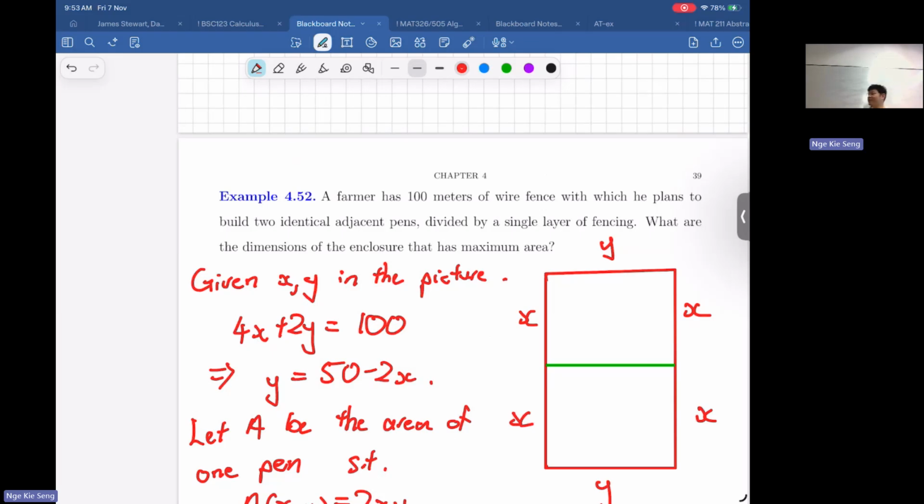Let me argue, see whether it makes sense. If you look at this question, it just says that this 100 meters is used to build two identical adjacent fences, and then divided by a single layer of fencing. I feel like this single layer is an extra fencing that you put. No, you don't think so? You want to include it in? Why? Yeah, sure. So let's decide whether we should add this extra fencing to our 100 meters.